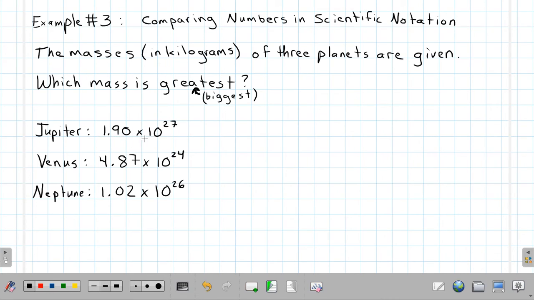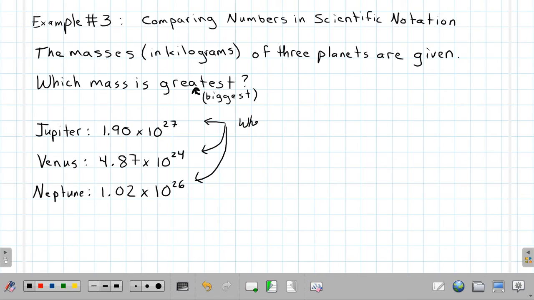So one way we could go about doing this is we could write out each one of these numbers in standard form and see which one's bigger, which one's smaller, and compare them that way. But if you look at the exponent on this, it is gigantic, 27. That would mean you would need to move the decimal place 27 spaces over to the right before you would get the number in standard form. Okay, so to save us from having to do that, if you've got numbers written in scientific notation, all you need to do is look at the exponents.